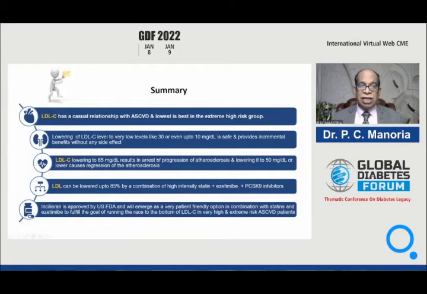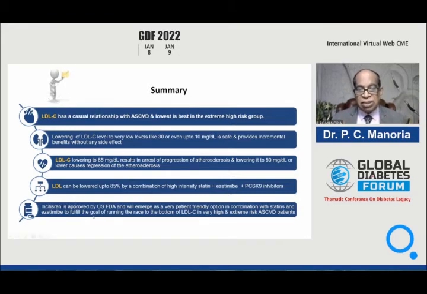So in summary, LDL cholesterol has a causal relationship with ASCVD, and lowest is best in the extreme high risk group. Lowering of LDL-C to very low levels, like 30 or even up to 10, is safe, as shown by the FOURIER and ODYSSEY trials, and provides incremental benefit without any side effect. LDL lowering to 65 results in arrest of progression of atherosclerosis, and if you lower LDL below 50, it results in regression of atherosclerosis. LDL can be lowered up to 85% by a combination of high-intensity statins, ezetimibe, and PCSK9 inhibitors.